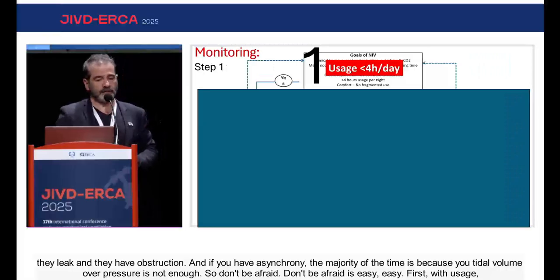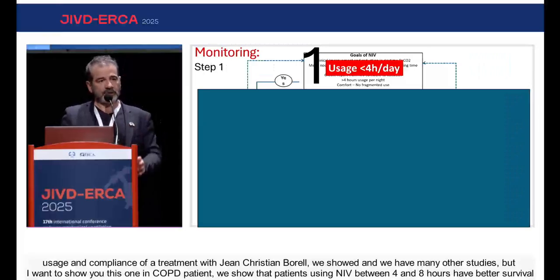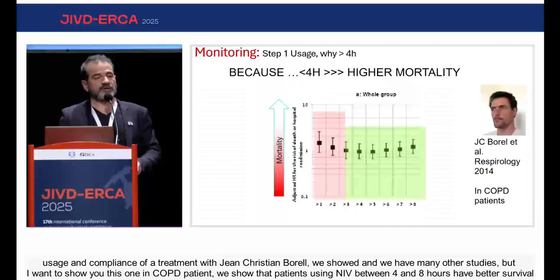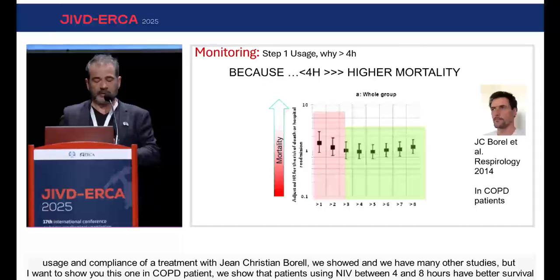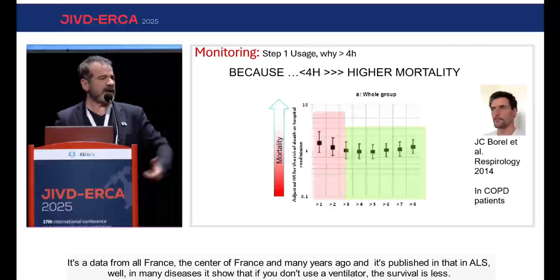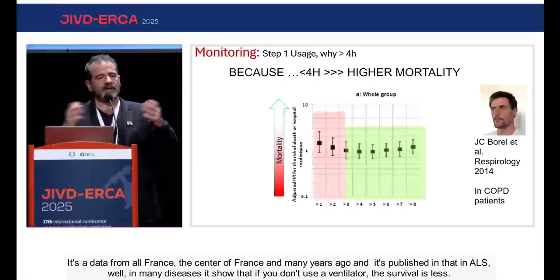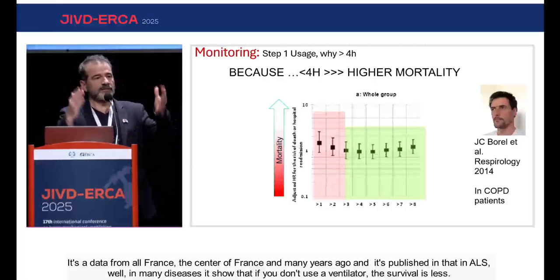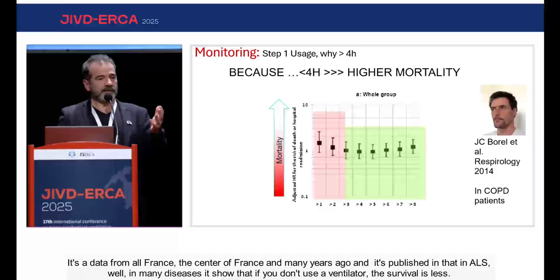Easy, first with usage. Usage and compliance of the treatment. With Jean-Christian Borel, we showed, and we have many other studies, but I want to show you this one in COPD patients. We showed that patients using NIV between 4 and 8 hours have better survival. It's data from all of France, the center of France, from many years ago, and it's published. Well, in many diseases, it shows that if you don't use a ventilator, the survival is less.